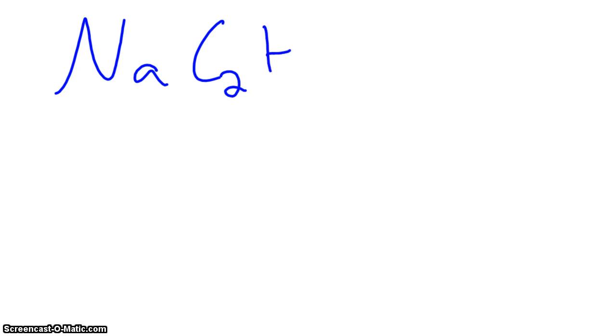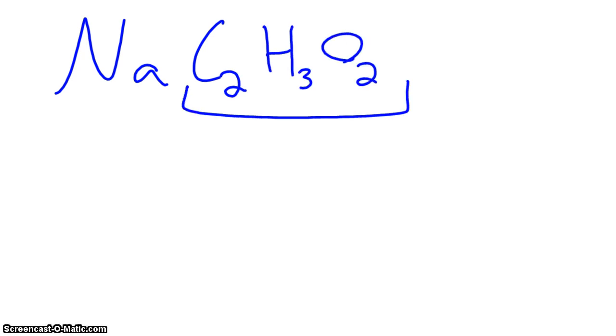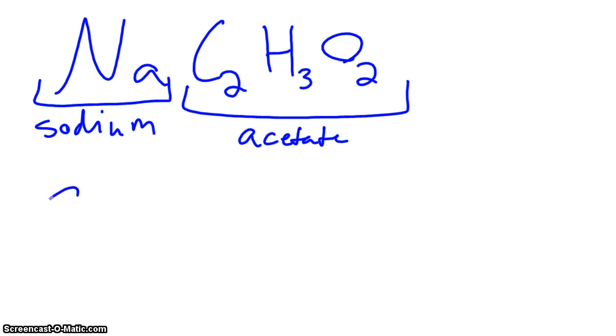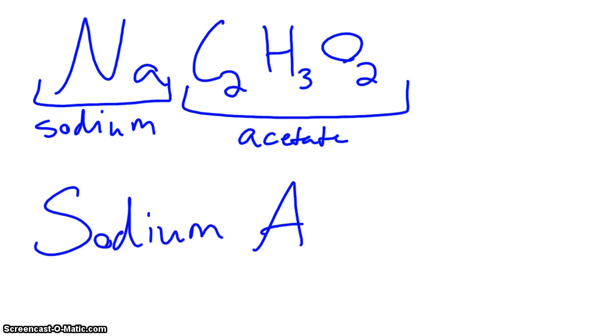If we have NaC2H3O2, you should recognize this part as the polyatomic ion acetate, and you should recognize this as sodium. And so in order to name this, you would just say sodium acetate. And you're done. That's really that simple.